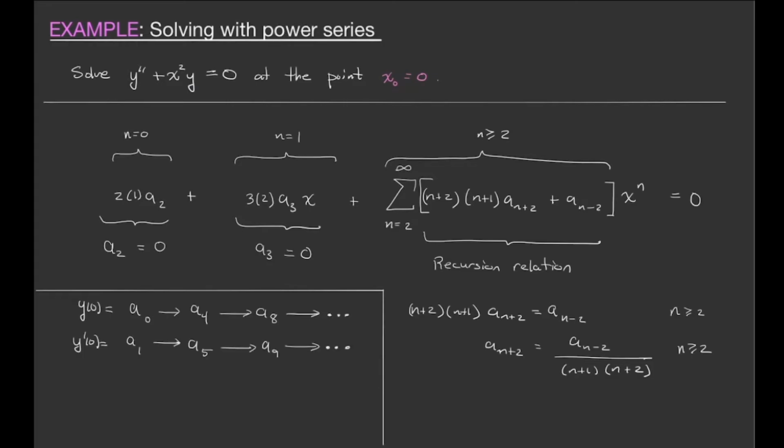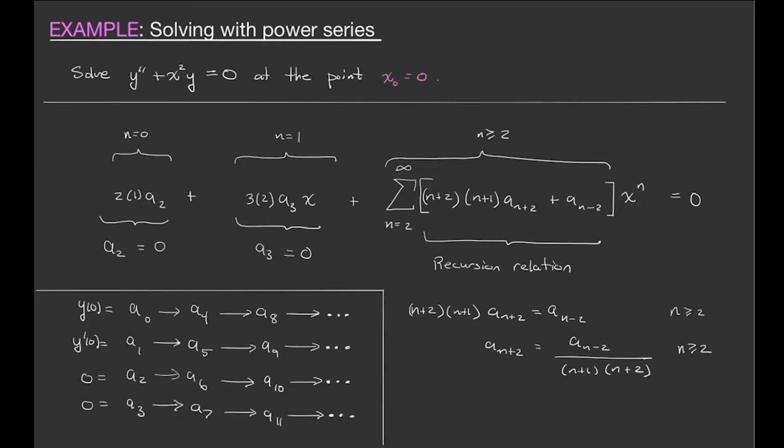So we have y prime of 0, which is A1, gives us A5, gives us A9. Then we have that A2, which we said is 0, gives us A6, A10. And because of this recurrence relation, where A6 is just a multiple of A2, any multiple of 0 will just be 0, and so on. So all the terms given in this string are going to be 0. And that'll be the same case for A3, A7, A11, and so on.